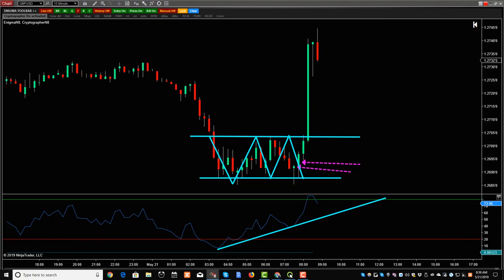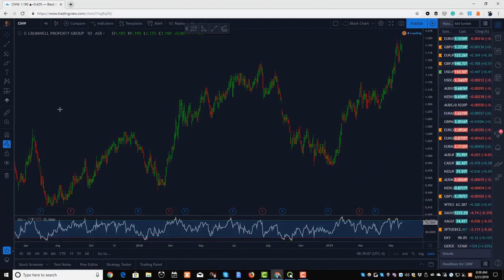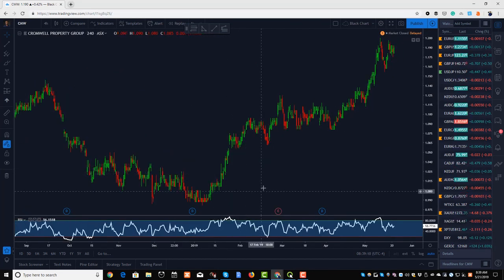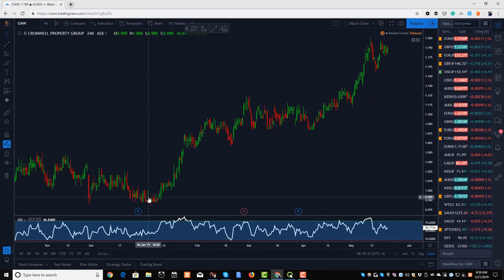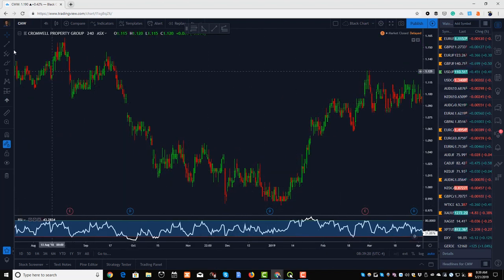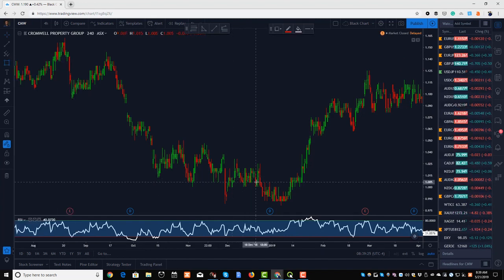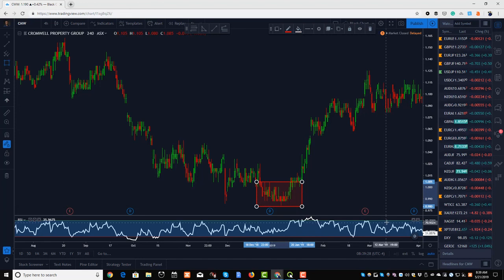All right, real quick, let's take a look at Cromwell on the 4-hour back in January. Yeah, January right in here. Kind of a similar base off right down. If I get my box right in this area. Yeah, accumulation, right? Wyckoff cycles, guys. Accumulation, markup, distribution, markdown. It's the basic way the market moves. All markets.